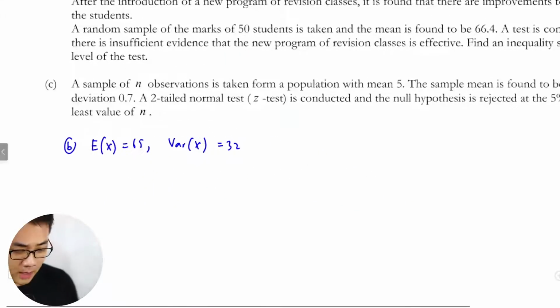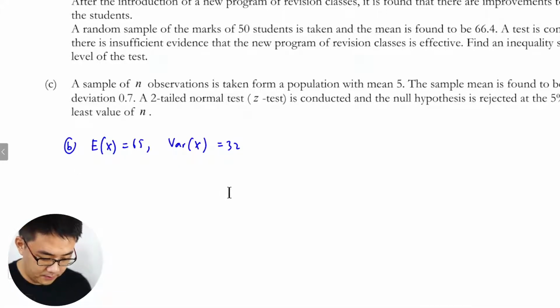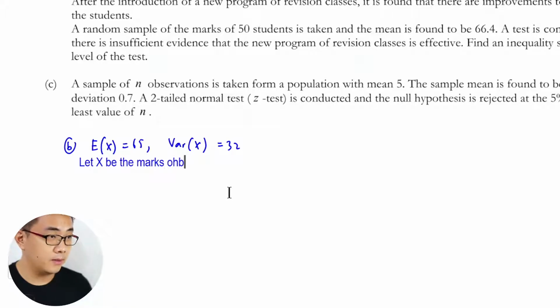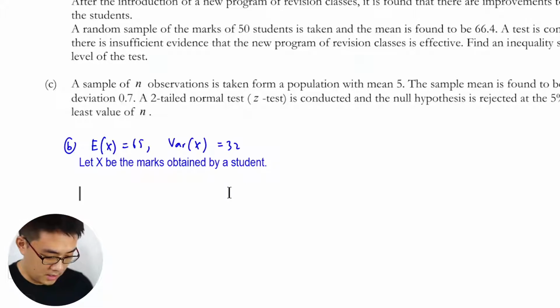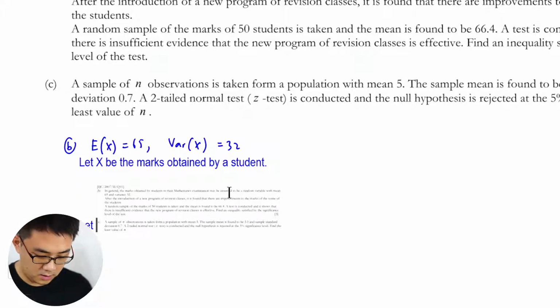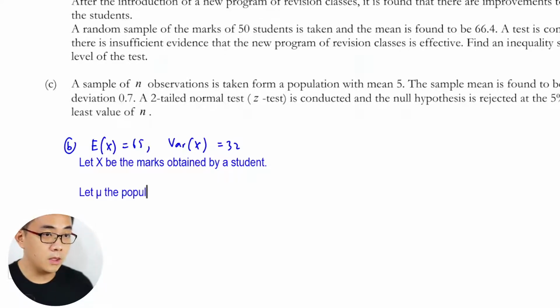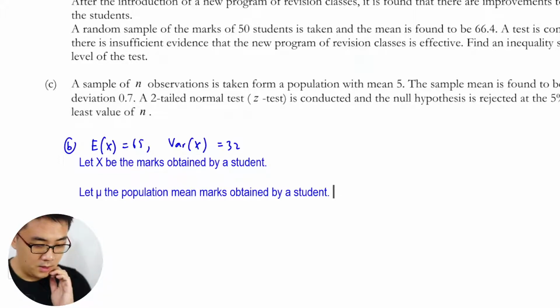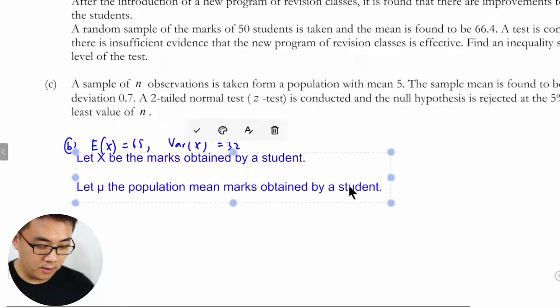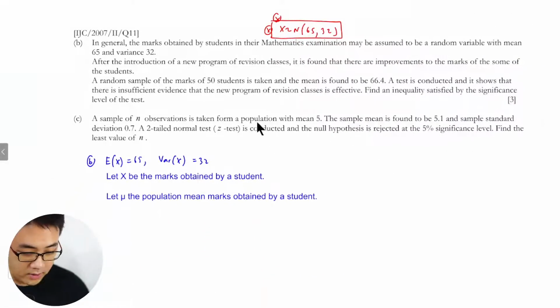Okay? In this case here, let X be the marks obtained by a student. Then let mu be the population mean marks obtained by a student. Okay, that's it. So you just do that, and essentially what we need is a random sample of 50 students taken.